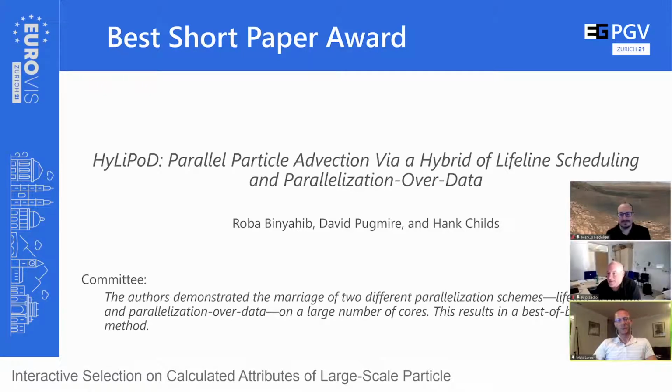The Best Short Paper Award goes to Roba Binhib, Dave Pugmire, and Hank Childs for their work of High-Low POD, the parallel particle advection via hybrid of lifeline scheduling and parallelization over data. The committee remarked that they liked this paper because it provides sort of a best of both worlds approach to particle advection with very large data sets. So congratulations to Roba and all the other co-authors.